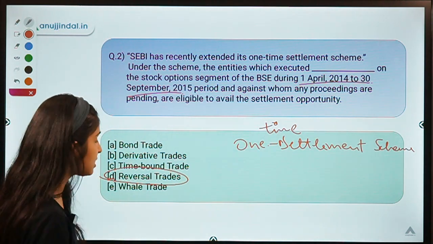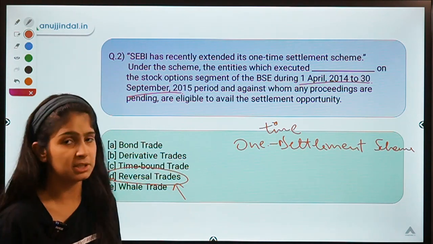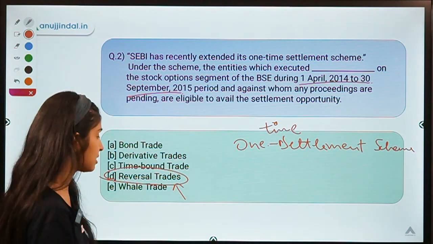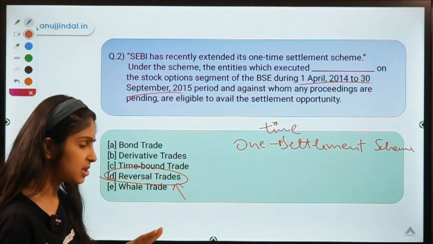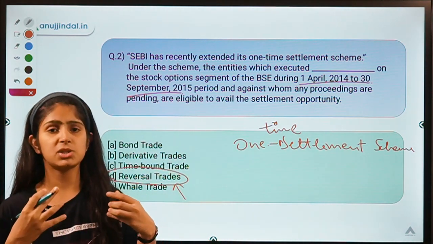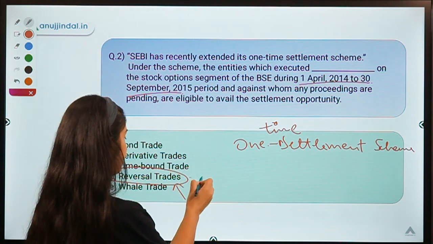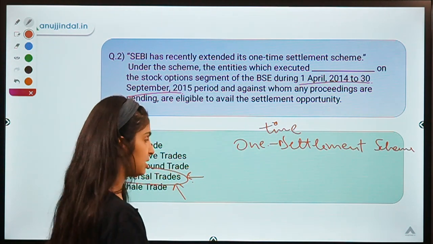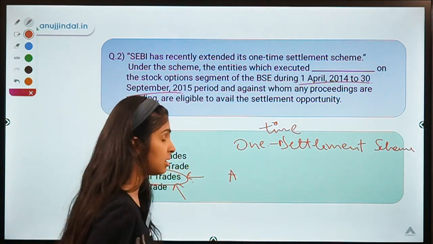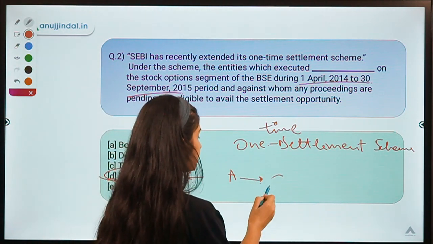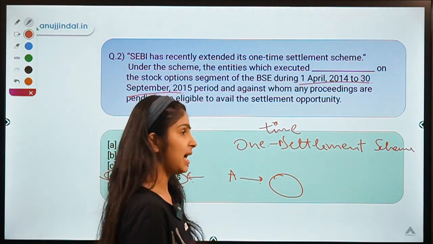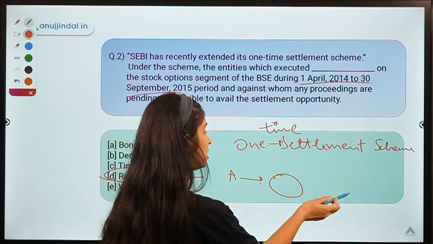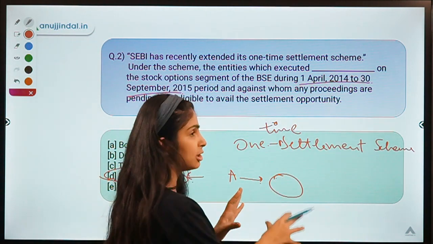Now, the point here is, what is the meaning of reversal trade, and why are entities who enter into such trades being punished, or why are there cases against them? So, talking about reversal trade. A reversal trade is not a genuine trade, and by name you can see it includes the word reversal or reverse. It is basically a trade where, let's say there is a person A, and this person A buys some shares in the market, and on the next day or within a very short period of time, for the same amount, he sells the same quantity of shares, right?